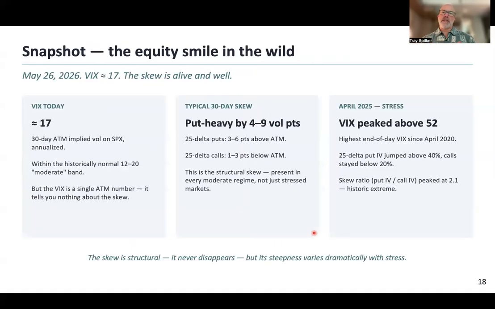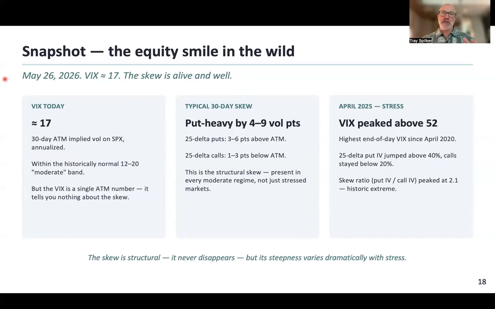So let's ground this a little bit more in current market data. When I put the slides together in May of 2026, the VIX was around 17, which is within its historically normal range of, call it, 12 to 20.